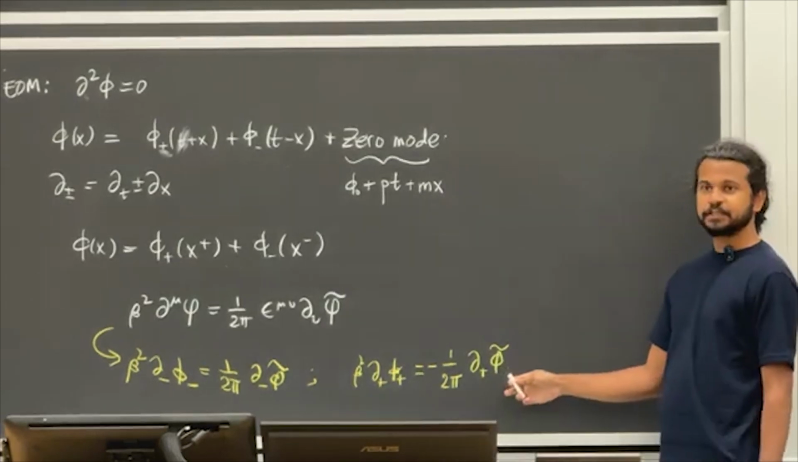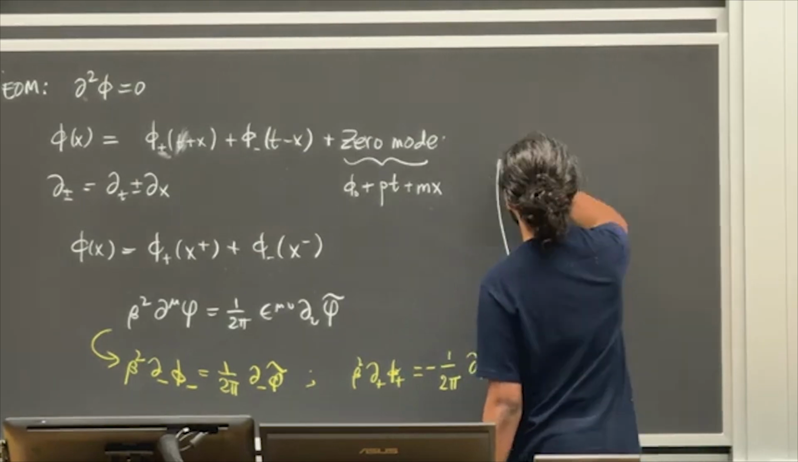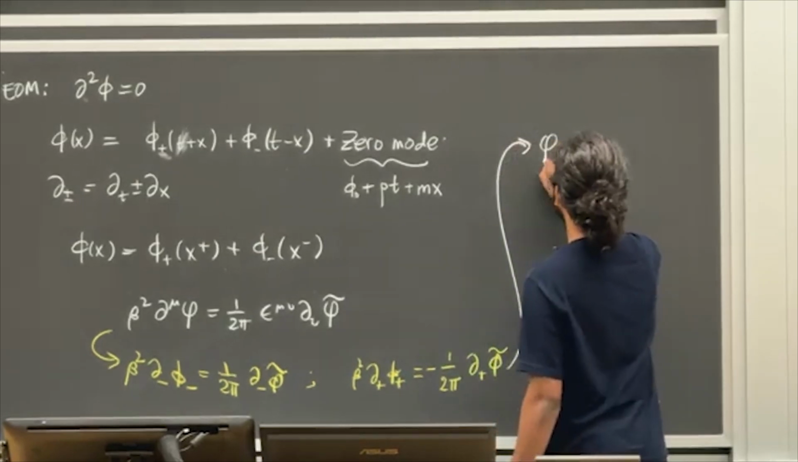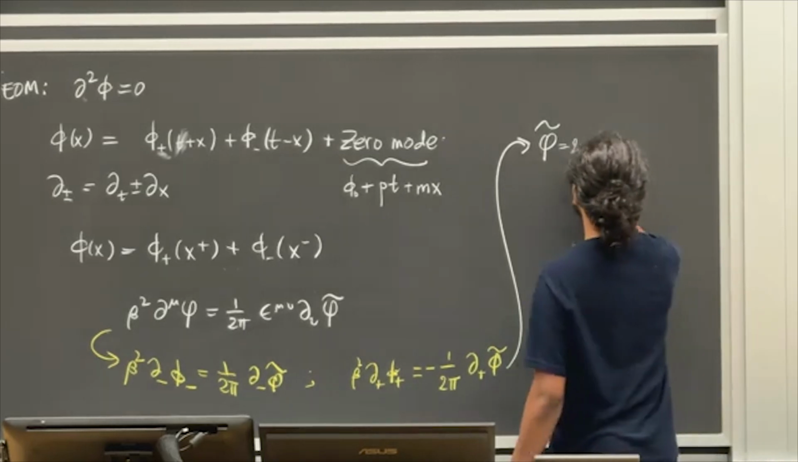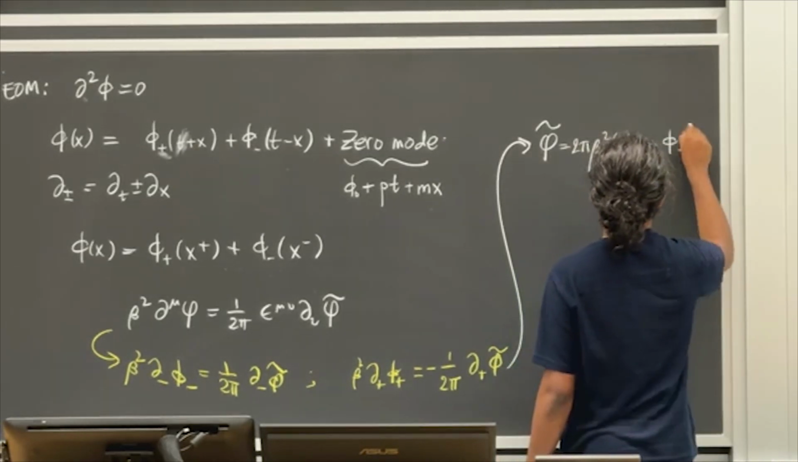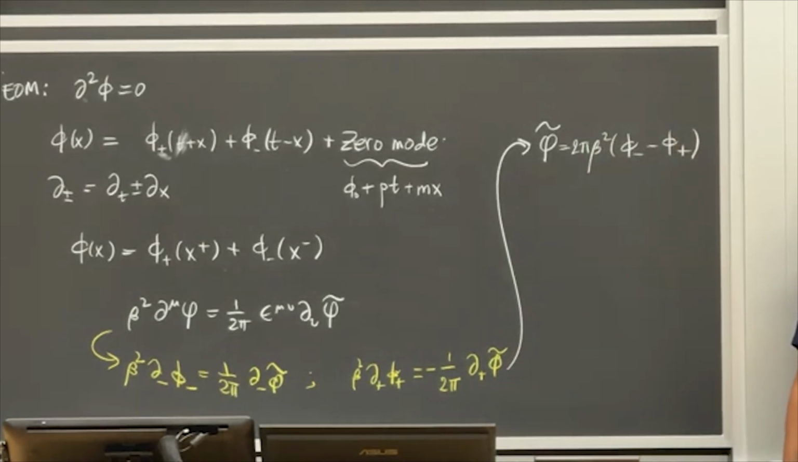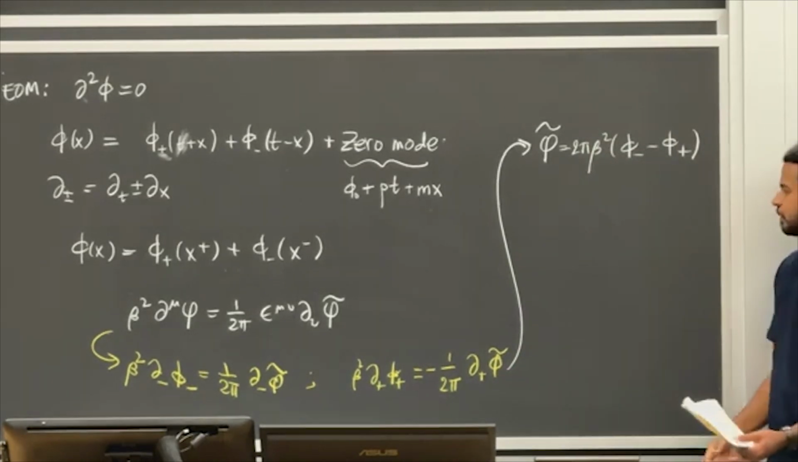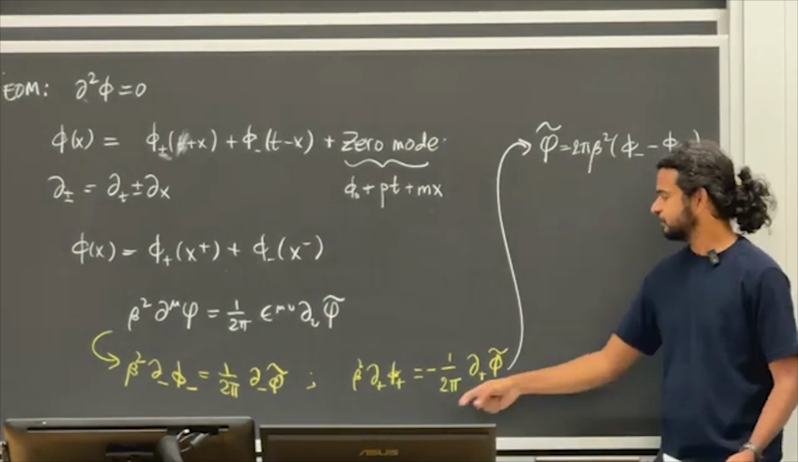From these two relations, I can see that phi tilde, if I write it as 2 pi beta square times phi minus phi plus, that satisfies that, right? If I plug this in here, that works.